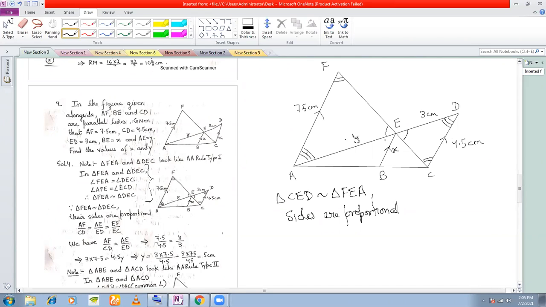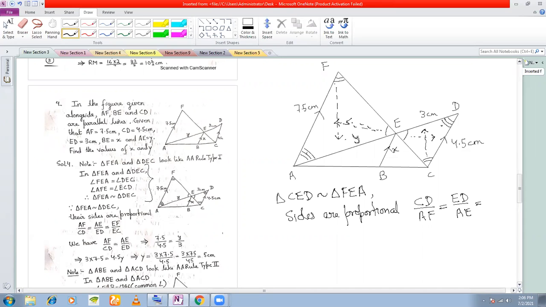Let's see what sides are proportional. Opposite to this, let's write the smaller triangle first. Opposite to this angle is the side CD. So I have CD divided by, and opposite to this angle is the side AF is equal to. Next, in the smaller triangle, opposite to this angle is the side ED divided by, and in the bigger triangle, opposite to this angle is the side AE.